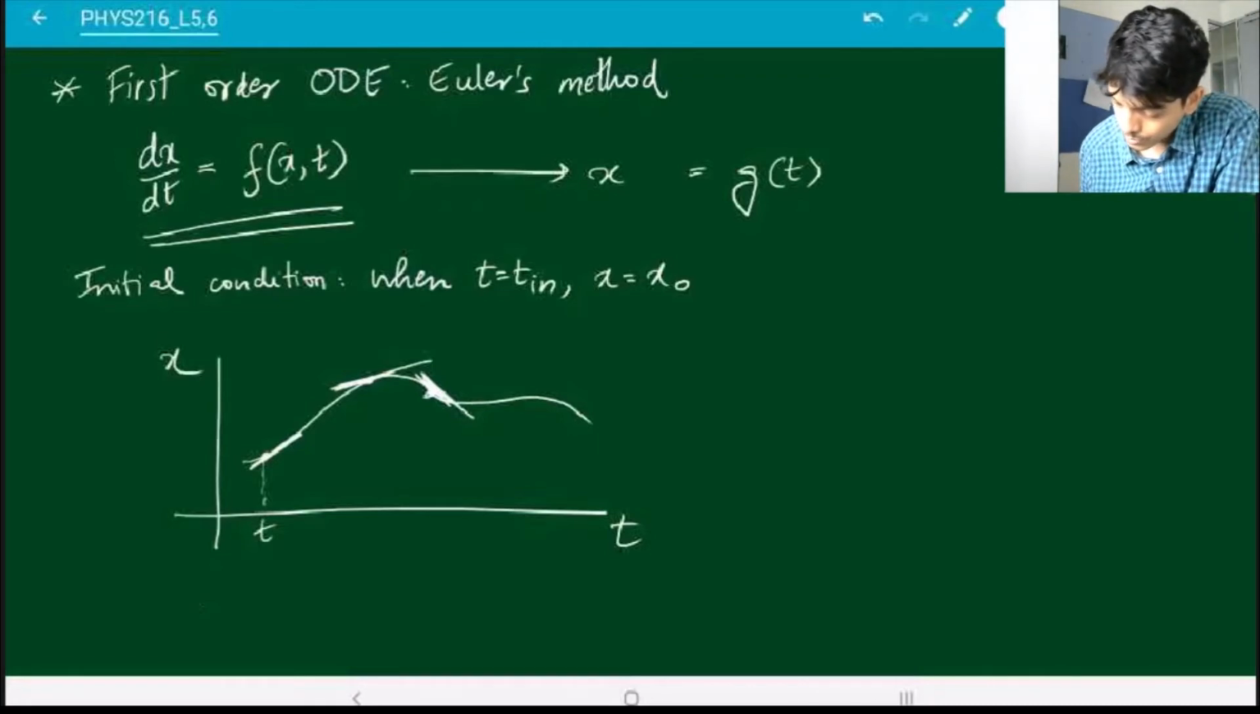So how should we do this? I am interested in finding out, so the question is, what is the behavior of x of t at some later point?